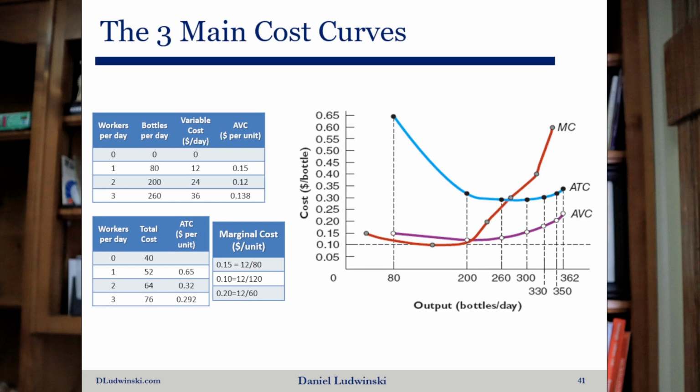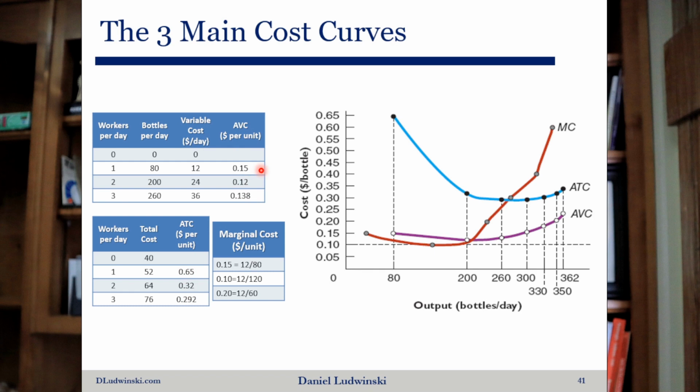The three main cost curves that we're going to talk about in this course are the marginal cost curve, the average total cost curve, and the average variable cost curve. And you can see here is our marginal cost curve per worker. I'm just showing the first three units, 40, 52, 64, and sorry, that's our total cost. Our average total cost curve and our variable cost curve. And we want these in average per units.